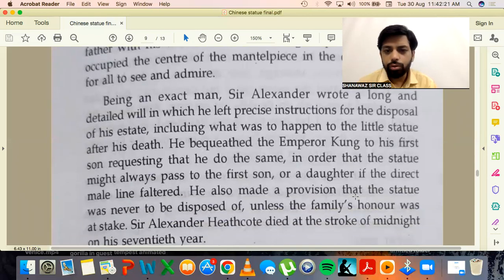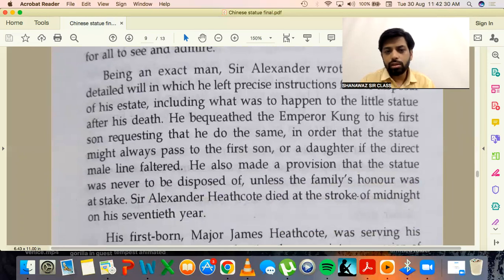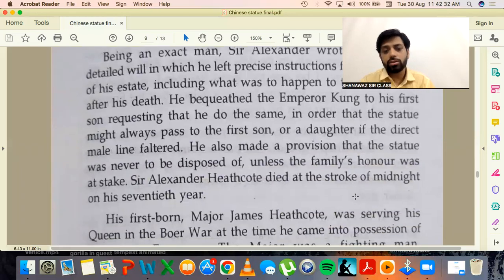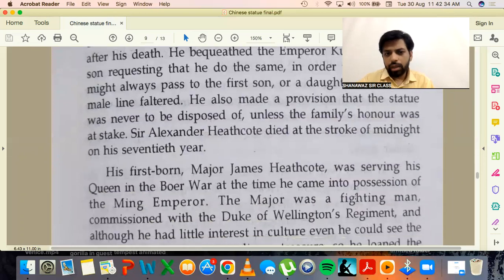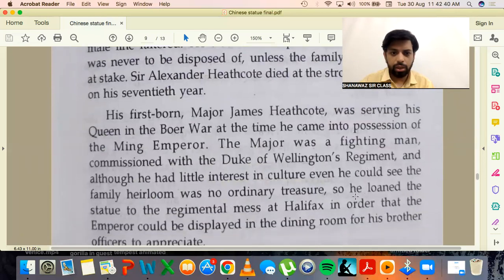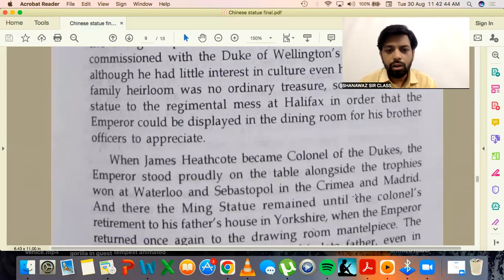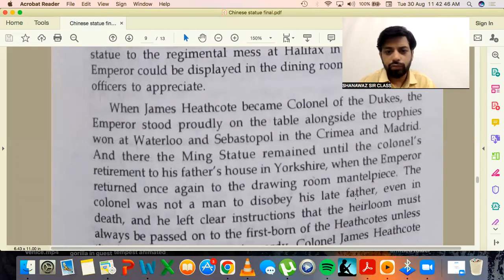So he gave it to his son, who gave it to his son, and this continued. So he made a provision that this was never to be disposed of or sold until the whole family honor is at stake. So Alexander Heathcote's first son was James Heathcote. He was also a good man, he kept it in his family. The next generation also kept it in the family. The next generation also kept it in the family.